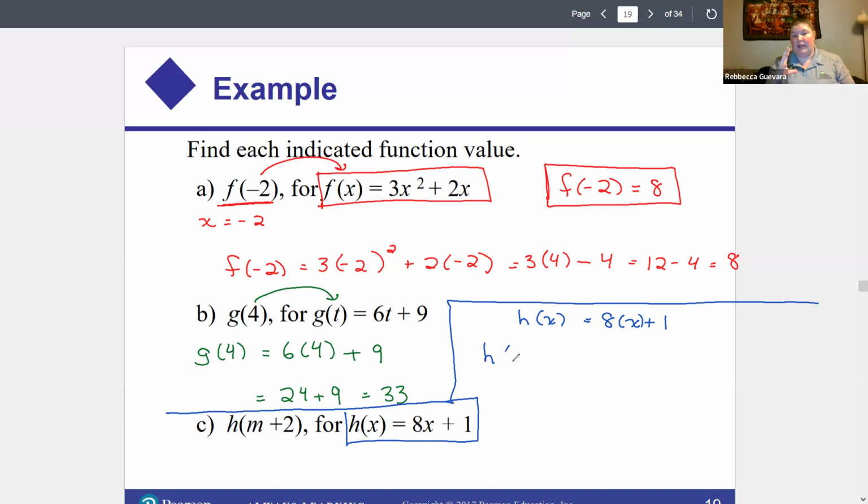So if I ask you for h of m plus 2, well, like when I asked you for f of negative 2, I just replaced x with negative 2. Same thing here. I'm just going to replace x with whatever was in here. So that would be m plus 2. Whatever goes in here, goes in here. So h of m plus 2 is just going to be, if we distribute this, 8m plus 16 plus 1.